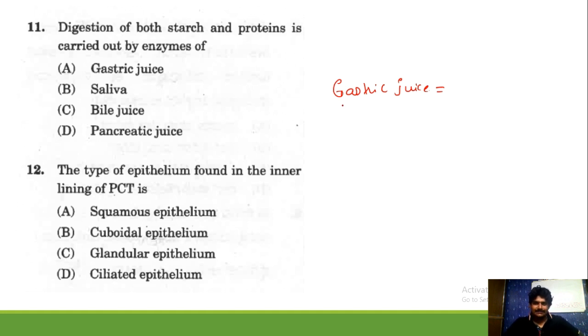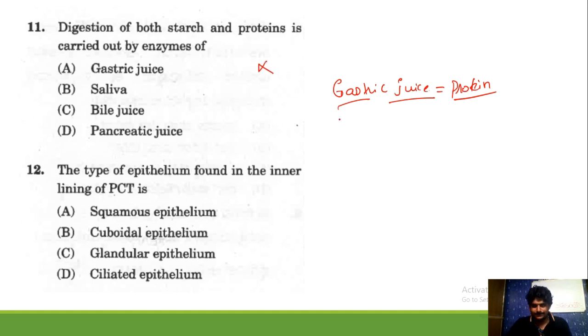Okay, let's see the 11th question. Digestion of both starch and protein is carried out by which enzyme given below? We are going to use the elimination process here, while learning the functions of each option. First is gastric juice. What is the actual function of gastric juice? It only has the ability to dissolve protein. What we have asked is that both starch and protein have to be dissolved, so gastric juice is not our answer.